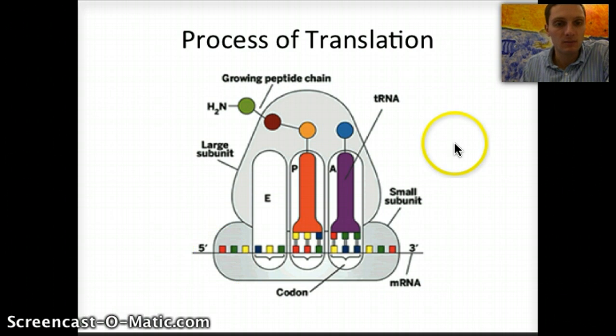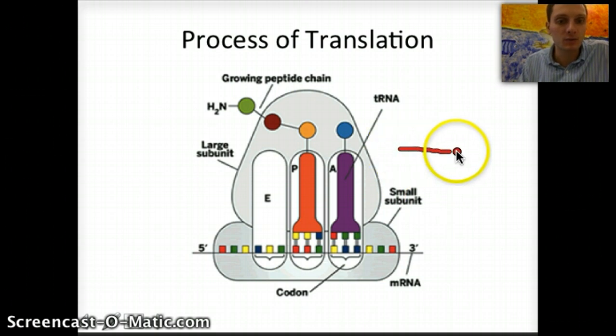So the large subunit moves forward. This large subunit is going to move forward in this direction. We're moving in the 3' to 5' direction. The large subunit moves forward, the transfer RNA gets moved to the P site. Try to draw an arrow here. And then the small subunit kind of catches up.